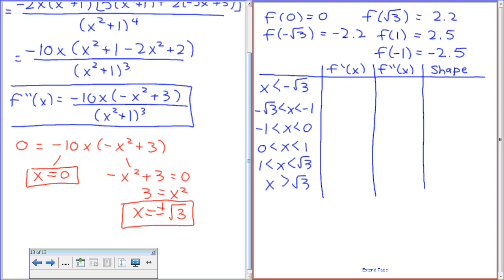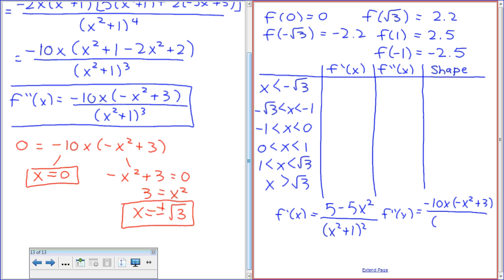Just so you guys have it, I should probably write the equations out for you. f prime of x was equal to 5 minus 5x squared all over x squared plus 1 squared, is that right? And f double prime of x was equal to negative 10x times negative x squared plus 3 all over x squared plus 1 cubed. All right, ready to start subbing values in, and then we're done?